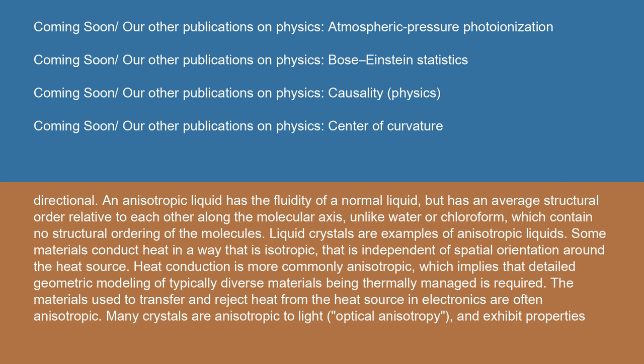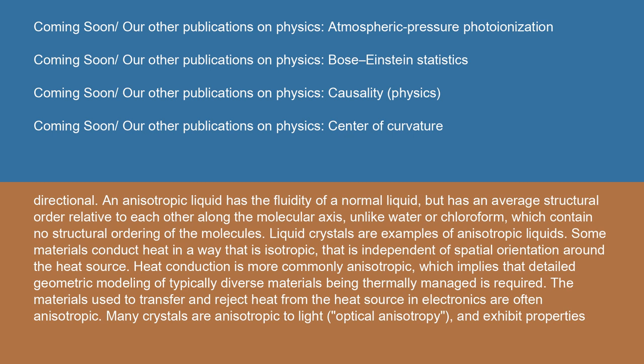Some materials conduct heat in a way that is isotropic, that is independent of spatial orientation around the heat source. Heat conduction is more commonly anisotropic, which implies that detailed geometric modeling of typically diverse materials being thermally managed is required. The materials used to transfer and reject heat from the heat source in electronics are often anisotropic.